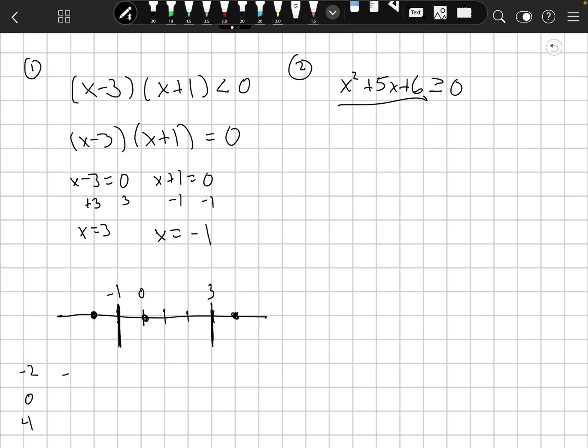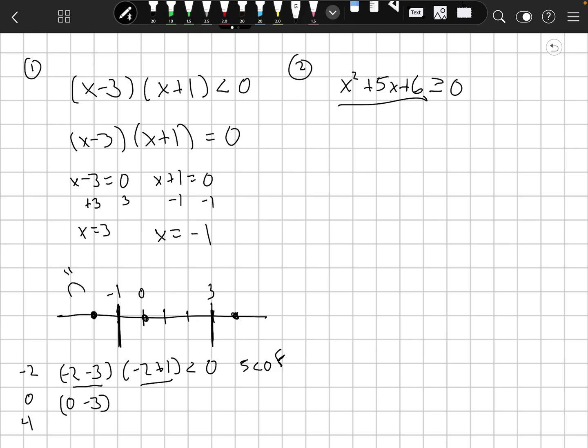So let's start with -2. (-2 - 3)(-2 + 1) < 0. Let's see if that's true. We've got -5 times -1. That's positive 5, and positive 5 is not less than 0. Positive 5 is greater than 0. So that's what you get, and it's a false statement right there. So I'm going to put a little frowny face right there. That region didn't work. Okay, let's plug in 0.